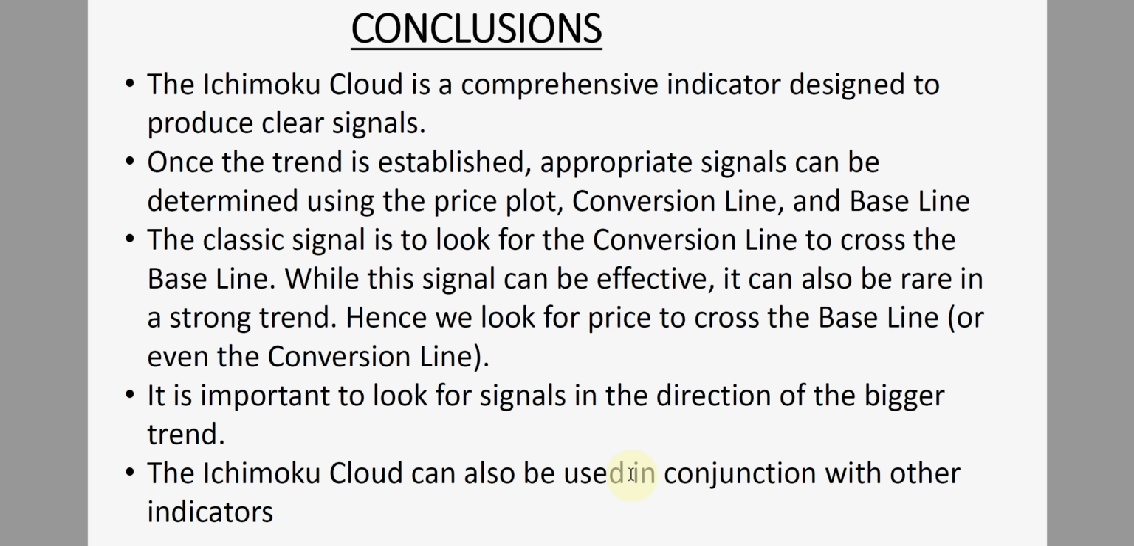And when the crossing of the red and the blue happens above the cloud, when it crosses up, that is a very strong signal. And the same thing, very strong sell signal when it crosses down below the cloud. Okay, so it is very important to trade in the direction of the bigger trend. So guys, this is the Ichimoku system. You can practice it in conjunction with any other indicators. There is no harm in it. It is well developed and it's well adjusted to different market conditions.